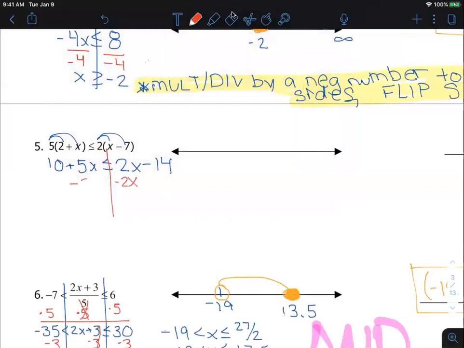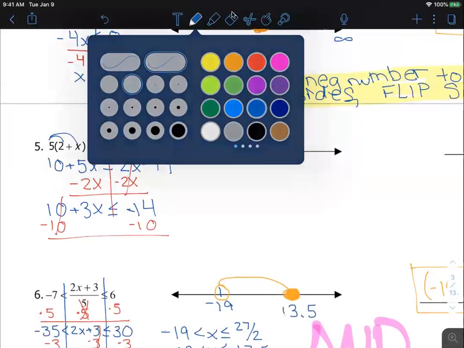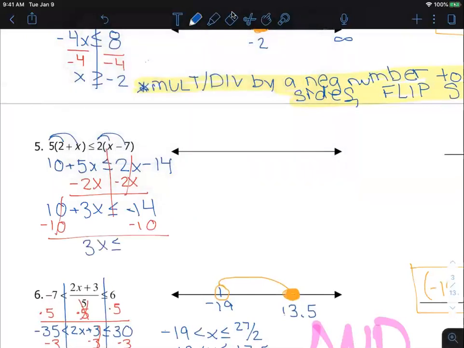which is going to get me 10 plus 3x is less than or equal to negative 14. Then I'm going to go ahead and subtract 10, which now gets me to 3x is less than or equal to negative 24. And now I divide by 3, and x is less than or equal to negative 8. Now you can solve it with x on the other side. Just make sure you're clear when you divide or multiply by a negative number to both sides, you do have to flip the sign. I did not have to.